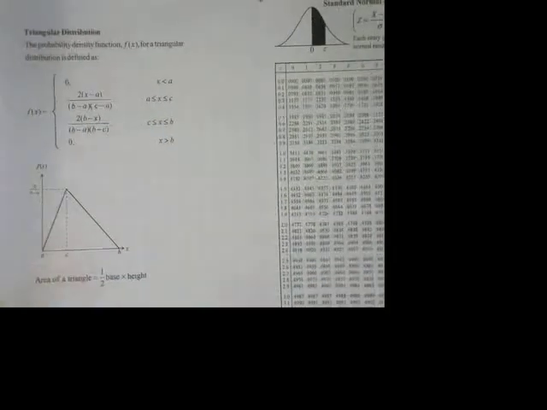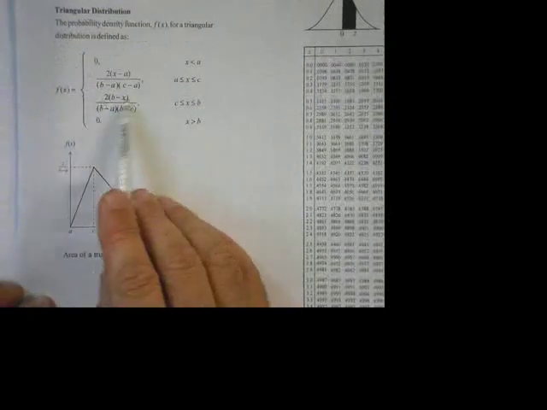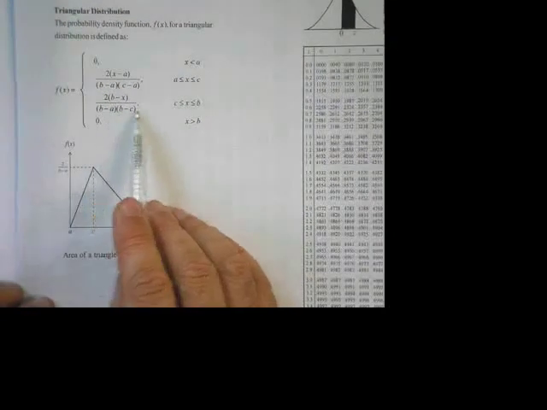Okay, so you can use this formula now. 2 brackets b minus x divided by b minus a, b minus c. You've got all those numbers available. And off you go. Okay?